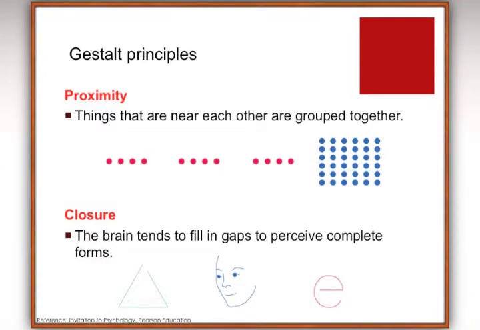Now, let's take a look into the Gestalt principles with some examples. The first diagram illustrates the concept of proximity. It shows that things that are near each other are grouped together in our perception.